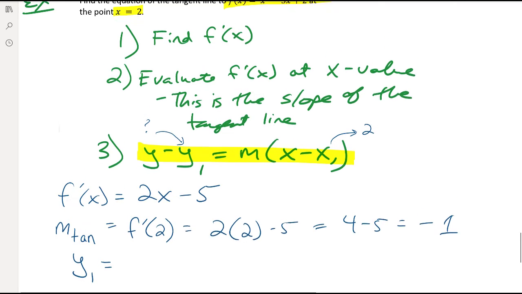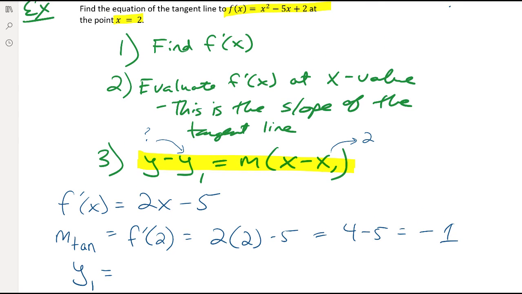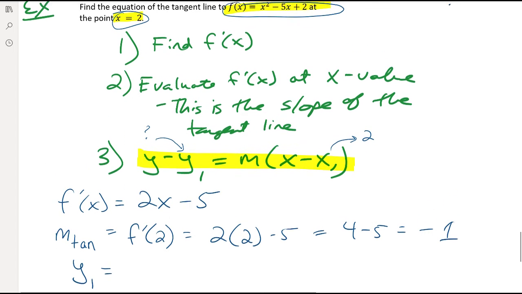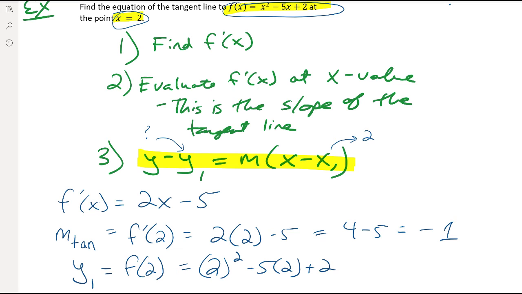And to get y1, what you do is you take your same x value of 2, and this time you plug it into the original function. And we know that from our function notation, right? To get my y value, I just simply plug in an x value. But I'm plugging it into the original function. So y1 is going to be f of 2. So the original f function evaluated at 2, which will be 2 squared minus 5 times 2 plus 2.